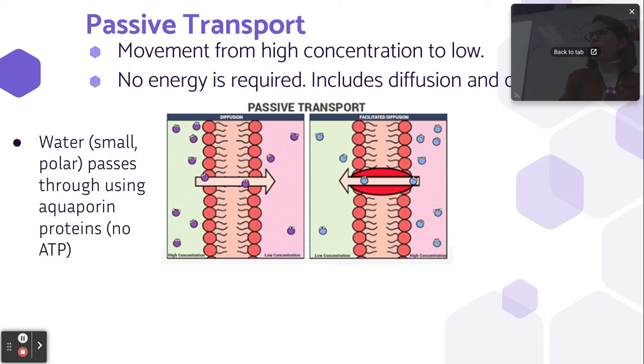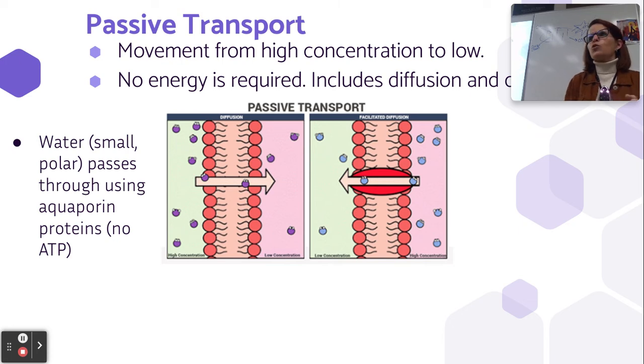However, water, I just want you to be aware of this. Water is small and polar, and water can pass through the cell membrane passively, but it has to use proteins that are called aquaporins. They're basically like hallways that the water can pass through. So that's passive transport, even though they're polar. They're small and they have their own special proteins that allow them to pass through.